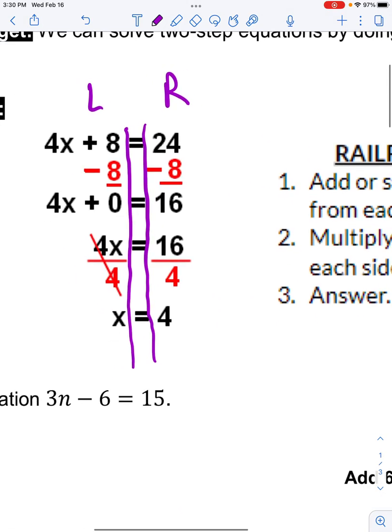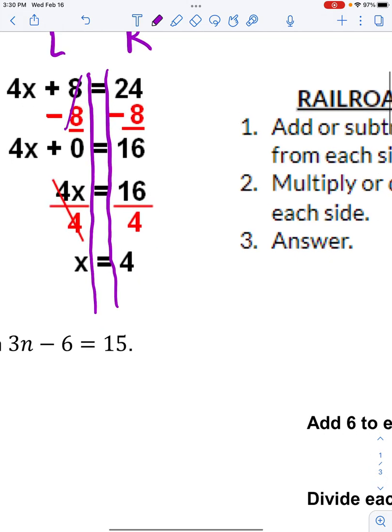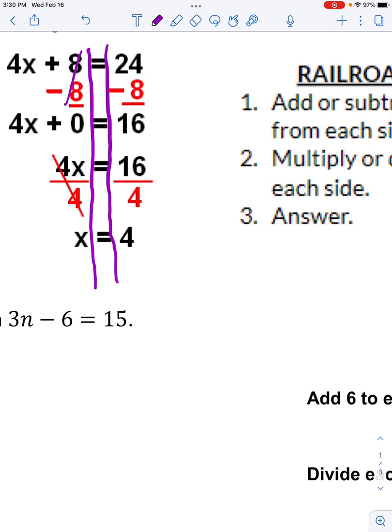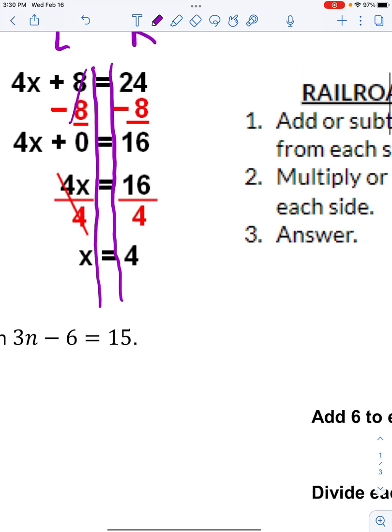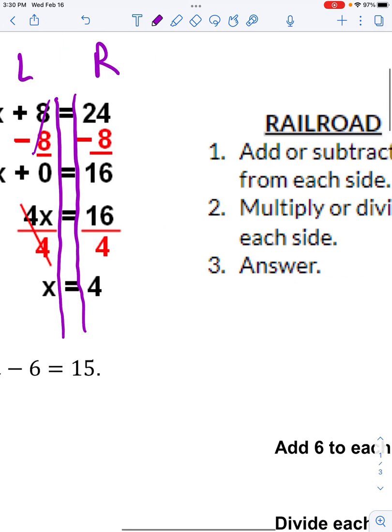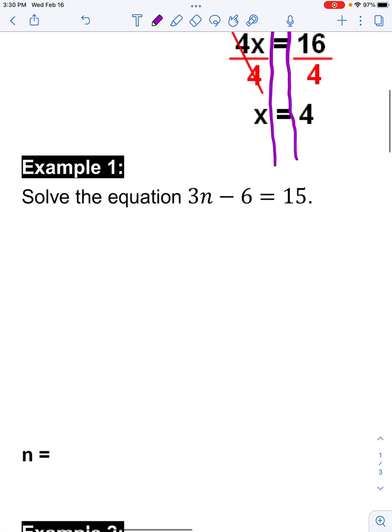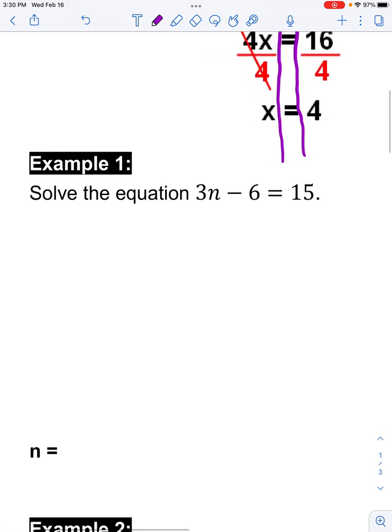Remember, it's like a scale. Anything you do on the left, you have to do on the right. Then the 8s cancel out. 4x plus 0 equals 16. Okay, 4x. So now to undo 4 times x, I need to divide by 4. When I divide both sides by 4, I get x equals 4.